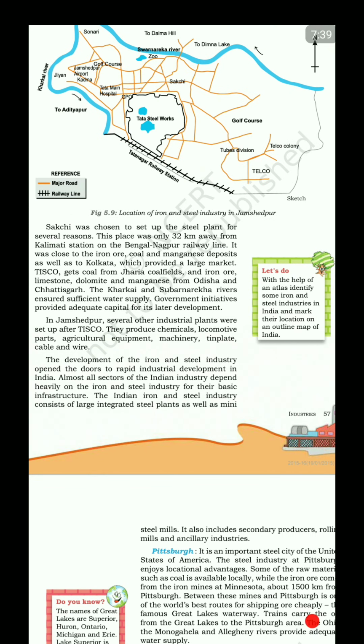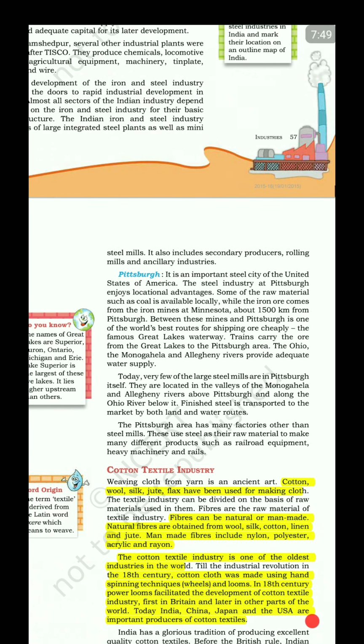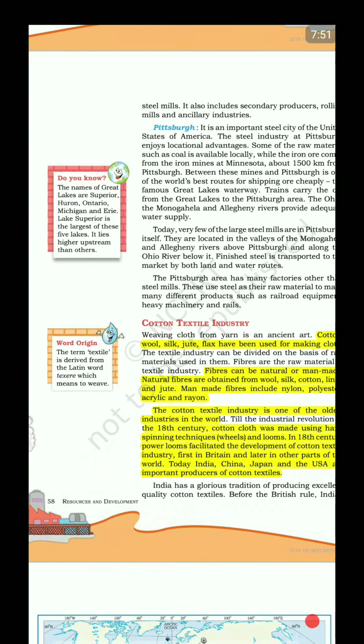The Kharkai and Subarnarekha ensured sufficient water supply in Sakchi, which turned to Jamshedpur. The same goes for Pittsburgh. Yeah, favorable condition. Let's move to the cotton textile.